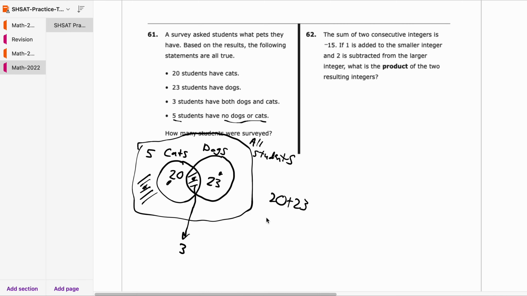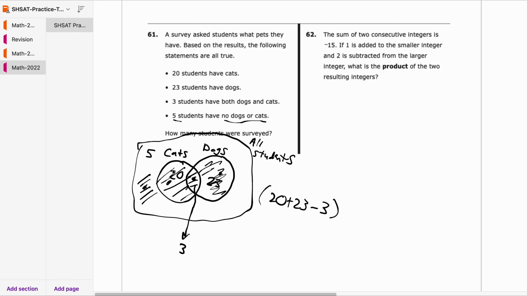So basically, you don't want to count it twice like that, so you have to subtract those 3 people. So this expression is like the number of people that have cats or dogs. So it's like this thing right here, like all of this.